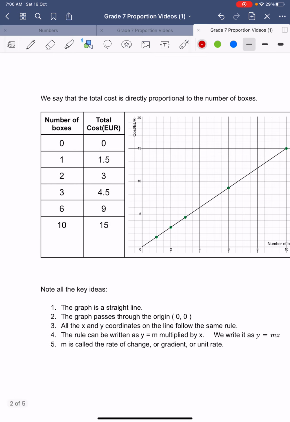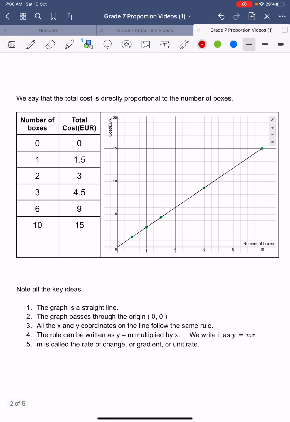And then we'll go over the page, and here's one already made. And this actually shows direct proportion. So what we do is we say that the cost in euros is directly proportional to the number of boxes. Can you see it's upward sloping for this one? As the number of boxes increases, so does the total cost.